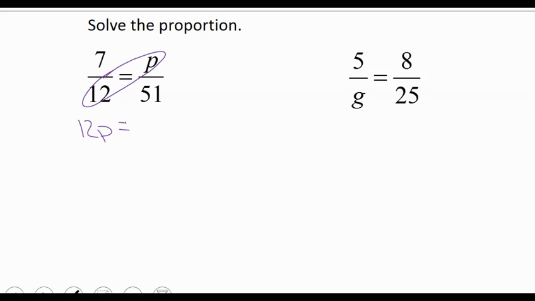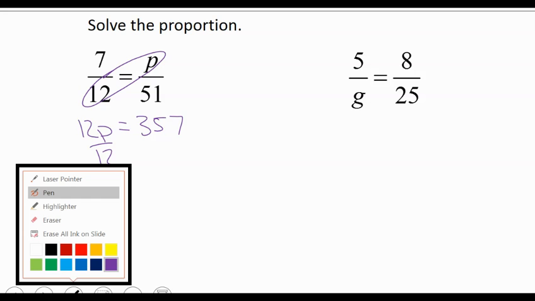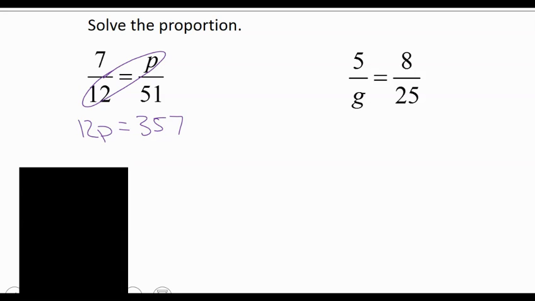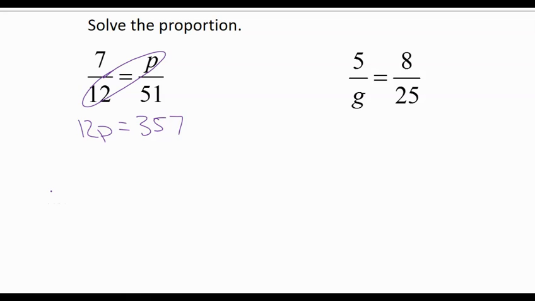Over here, I do 7 times 51. I do that on a calculator. That's 357. So then what I can do is I can just divide by 12 to solve. This is just a one-step equation here. All I've got is 12P equals 357. That's an easy equation to solve. I just divide by 12, and I get P equals 357 divided by 12.